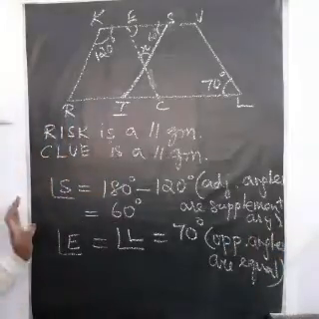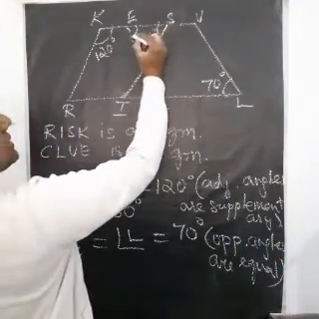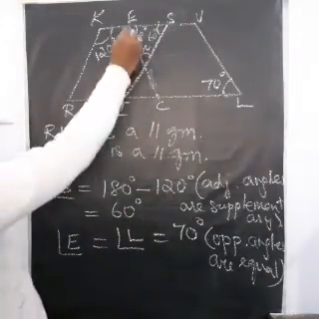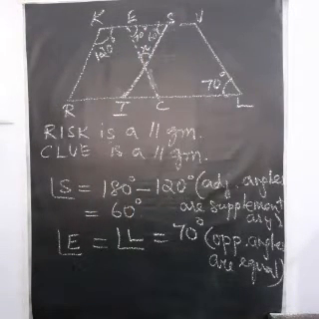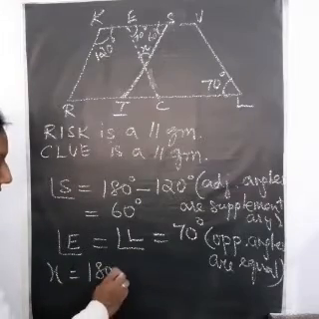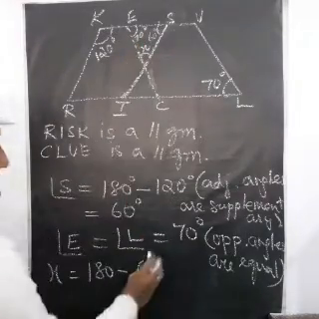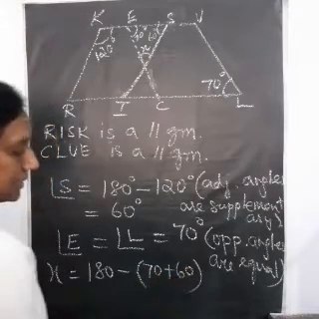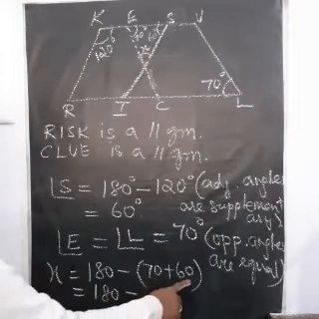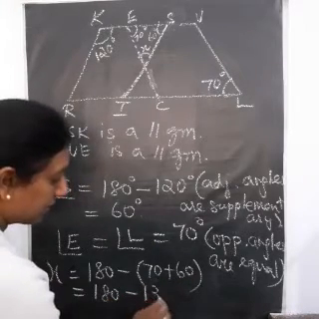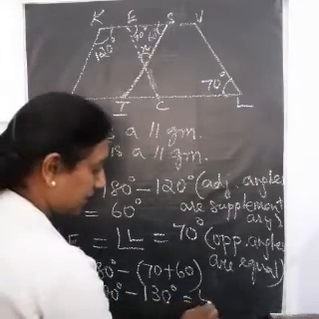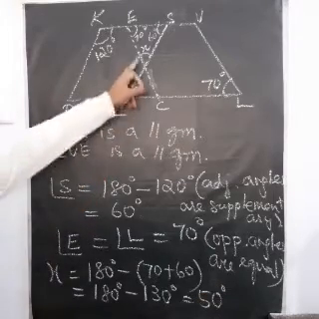Now we have got this angle as 60 and this angle as 70. Now how can I find the value of x? This is a triangle, right? Can I use the angle sum property? In that case, x is equal to 180 minus, you have to add these two, 70 plus 60. Did you understand? So 180 minus 130. When I subtract, what will I get? 50 degrees. So my value of x is 50 degrees.